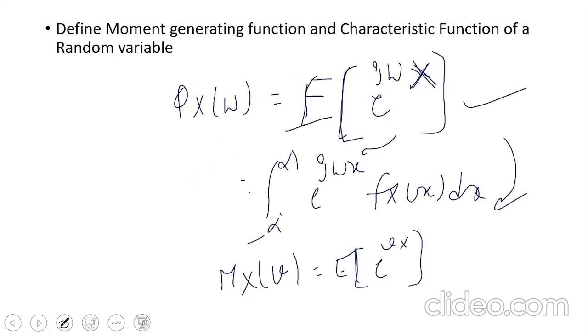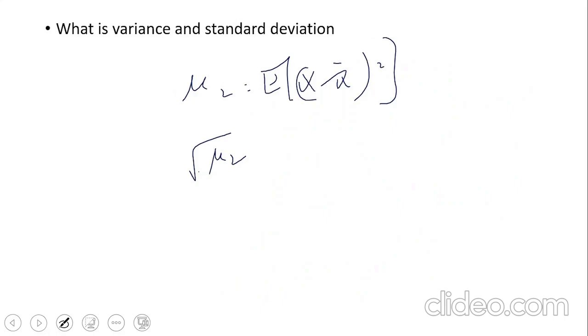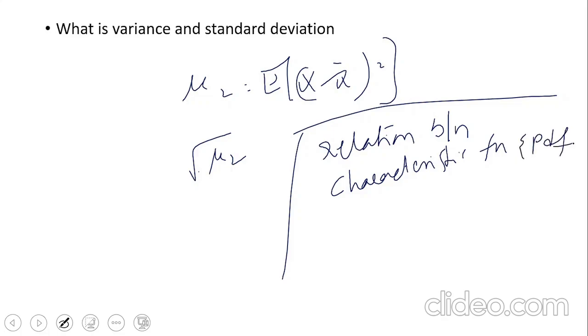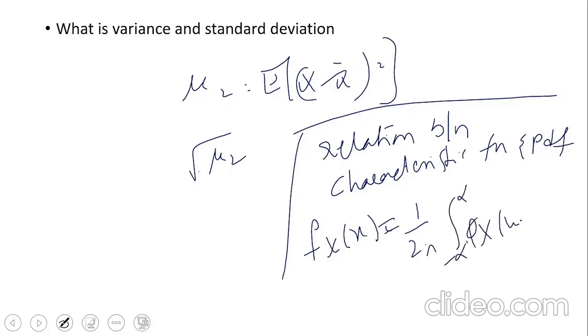Sometimes they ask the relation between the characteristic function and the probability density function, PDF. The Fourier transform relation: you can write fx of x is equal to 1 by 2 pi integral minus infinity to infinity phi x of omega e power minus j omega x into d omega. The inverse Fourier transform of phi x of omega gives the PDF, with the sign of x reversed.